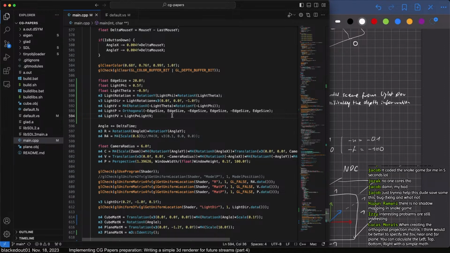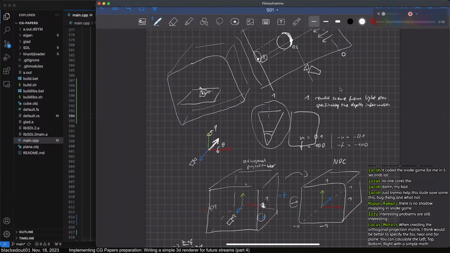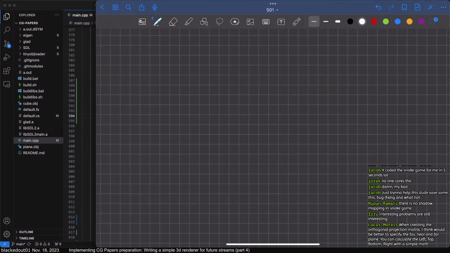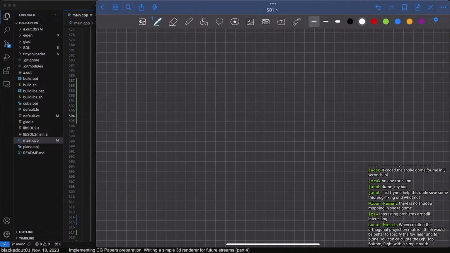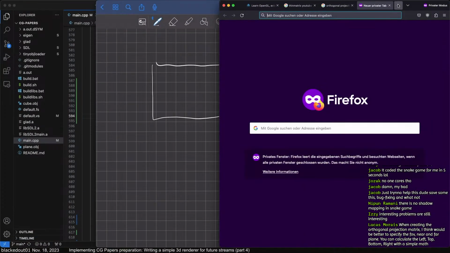For that, we don't want to render the scene from the light's perspective in the window, because we don't actually want to see the scene from the light's perspective. So we need to render the scene into an off-screen buffer. And for this, we can use frame buffers.